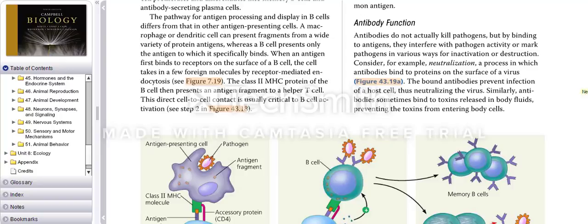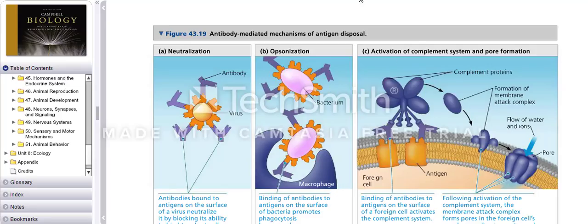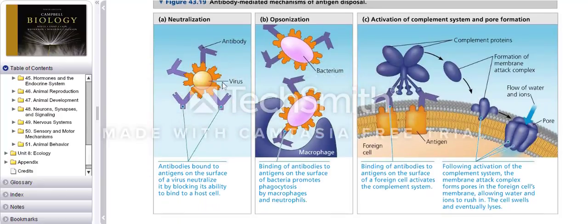So figure 43.19a shows neutralization. The antibodies bind to the epitopes, which they can, to block the virus's ability to bind to a host cell. So, sort of like what we had talked about in class with inhibitors, this is inhibiting the virus's ability to bind to a host cell.